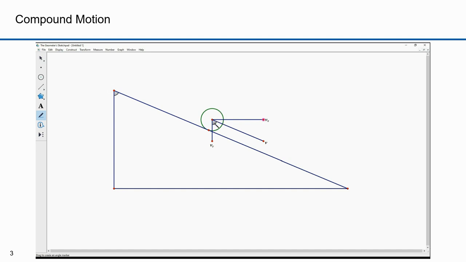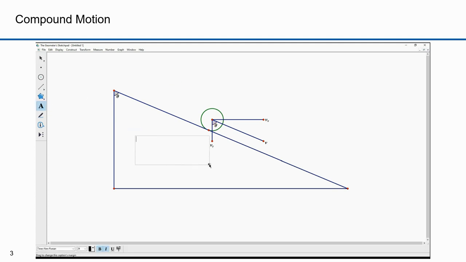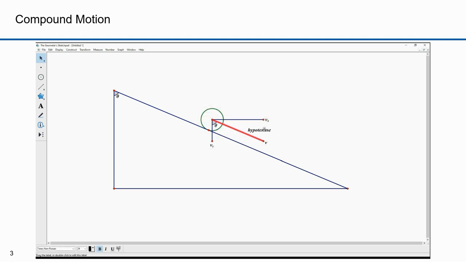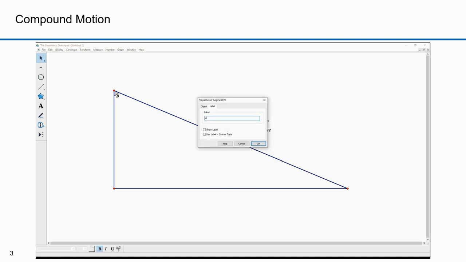Now, the way I constructed this, these two angles are equal. Both the diagonal line and the vertical line are parallel, so the angles must be equal. And I'm going to label both of these theta. Now I'm going to label this diagonal the hypotenuse, and this is the hypotenuse with respect to theta. I'm going to label this segment adjacent. This is the adjacent side with respect to theta.